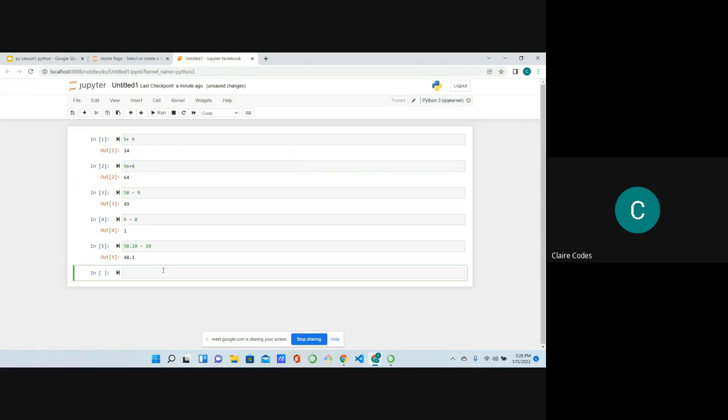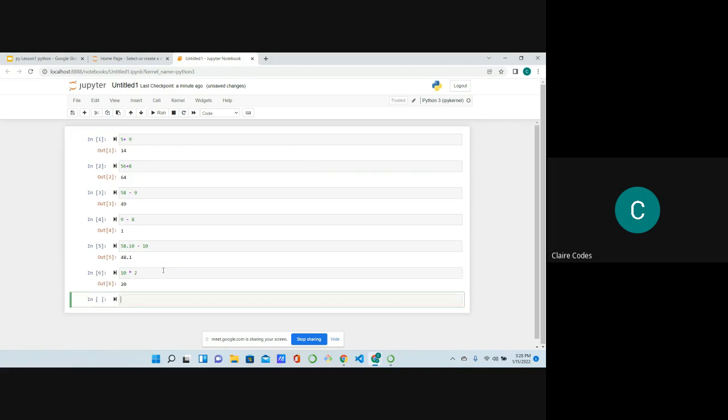We'll move on to multiplication. We'll just say 10 times 2. And that will give us a 20. That's our multiplication. Let's add some comments. And then we'll move on to our division.